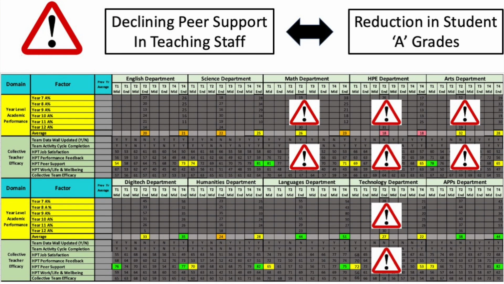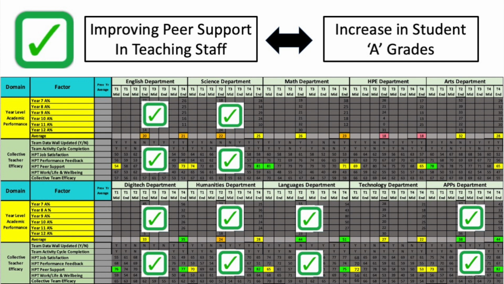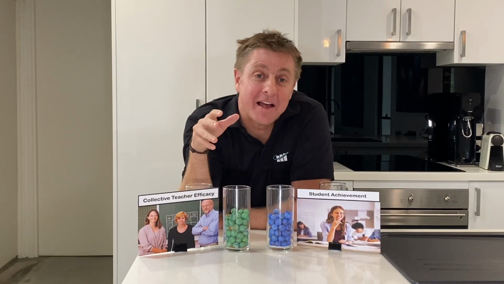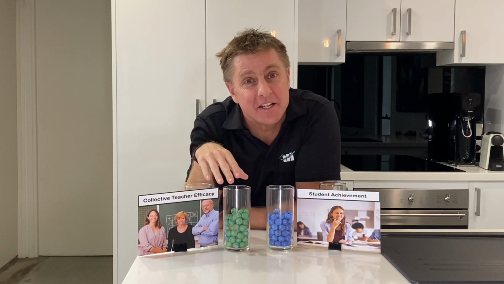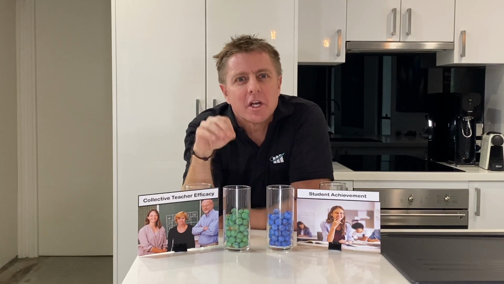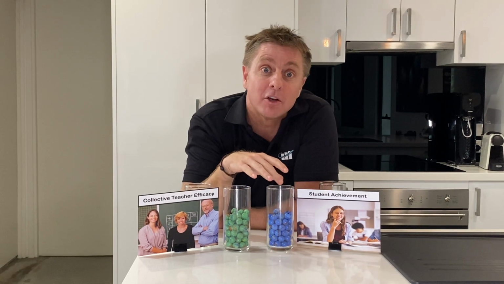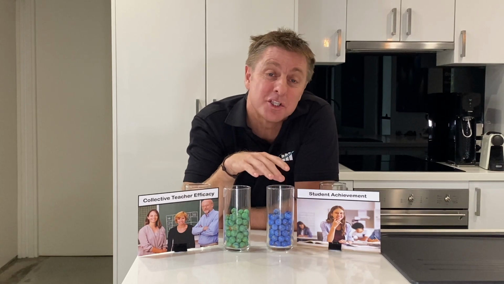And what's really interesting here is wherever you have declining peer support in those faculties, these teaching staff, you're seeing a corresponding reduction in student A grades. And conversely, where you see peer support grows over the 12 months within those faculties, within those teachers, you can see a corresponding increase in student A grades. You know, what's really interesting about that data is within collective teacher efficacy, that notion of peer support was such a powerful predictor of the increasing number of A grades in their students.